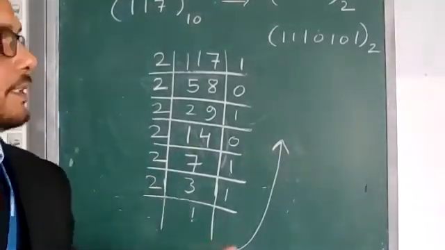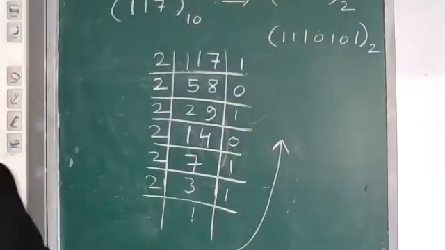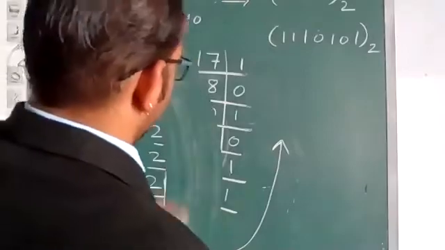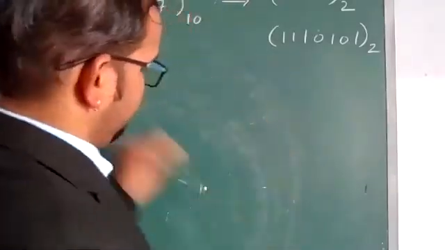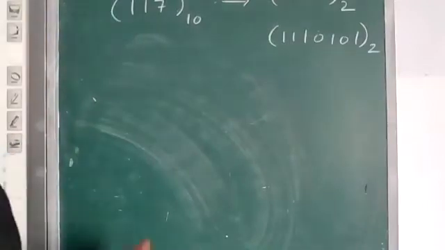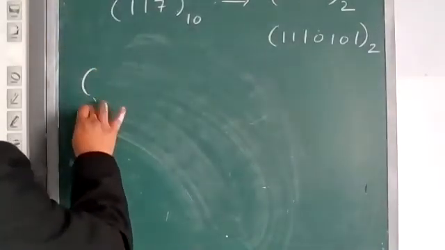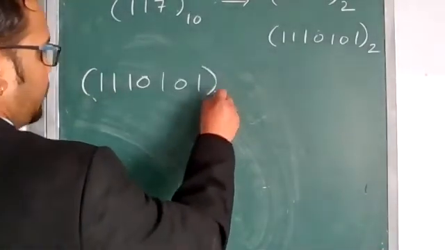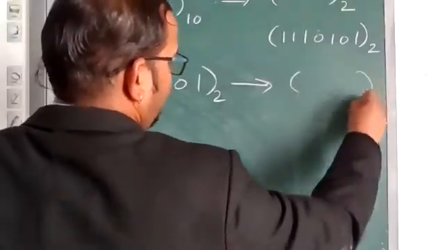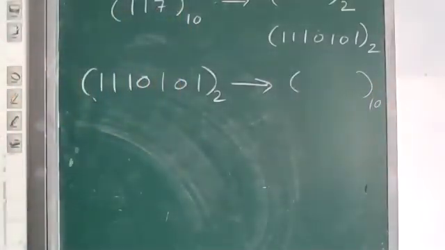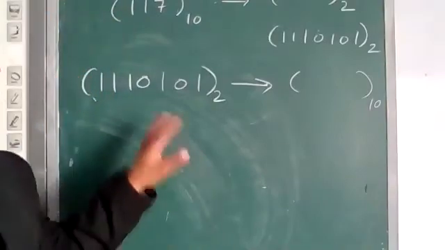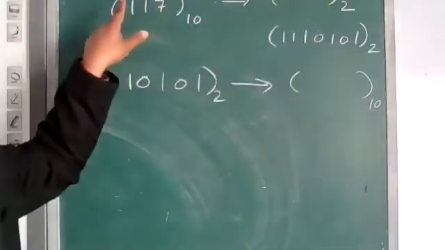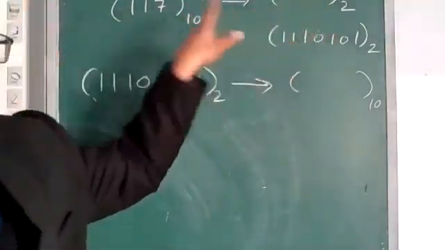Now, if you want to check whether this answer is correct or not, first you write this number on the left hand side, 1 1 1 0 1 0 1 base 2, and convert this number into decimal. This is the reverse process. ठीक है, पहले हमने करा था decimal to binary, meaning when you convert a decimal number to another base, you have to divide by the other base.